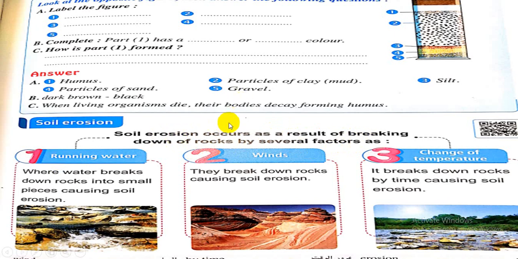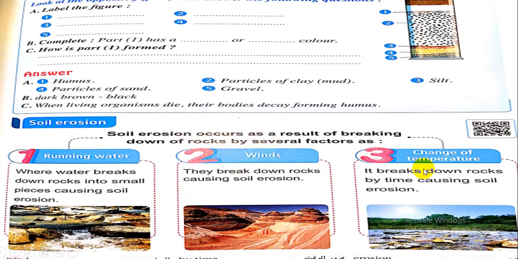So soil erosion occurs as a result of breaking down of rocks by several factors like running water, winds, changes of temperature. Running water breaks down rocks into small pieces causing soil erosion, and also winds break down rocks causing soil erosion, and the changes of temperature break down rocks over time causing soil erosion.